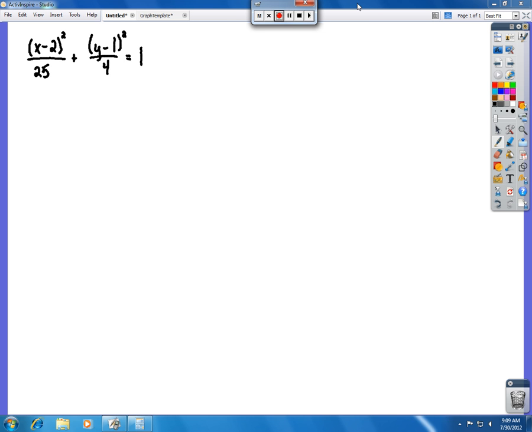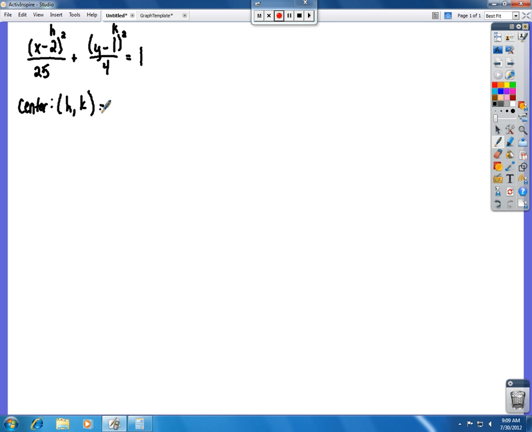Alright, so here's another ellipse problem where our center is not at 0, 0. And as I previously mentioned, we are now given values for h and k, so it's easy to just pull them right off. So the center is always h, k. And again, if these are subtraction signs, then your h is going to be positive. If these are addition signs, then your h and k will be negative.